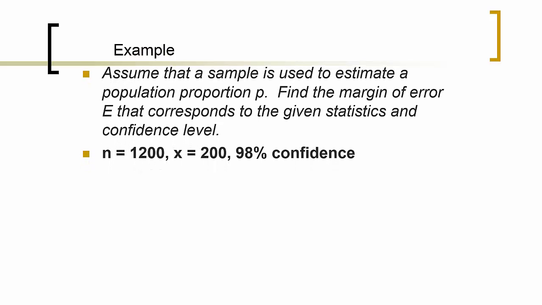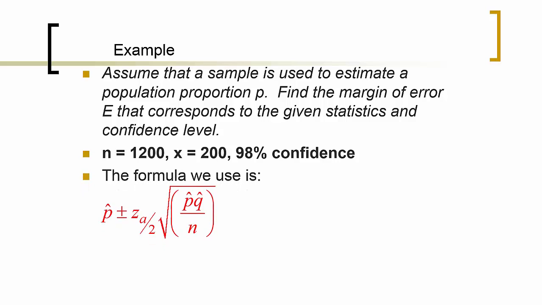So now let's look at another example. If our n sample size is 1200 and x is 200, that means that in our sample we had 200 people out of 1200 people that were successful with whatever this study was. And we have a 98% confidence level. So what we want to do here is find the margin of error E and set up a confidence interval.